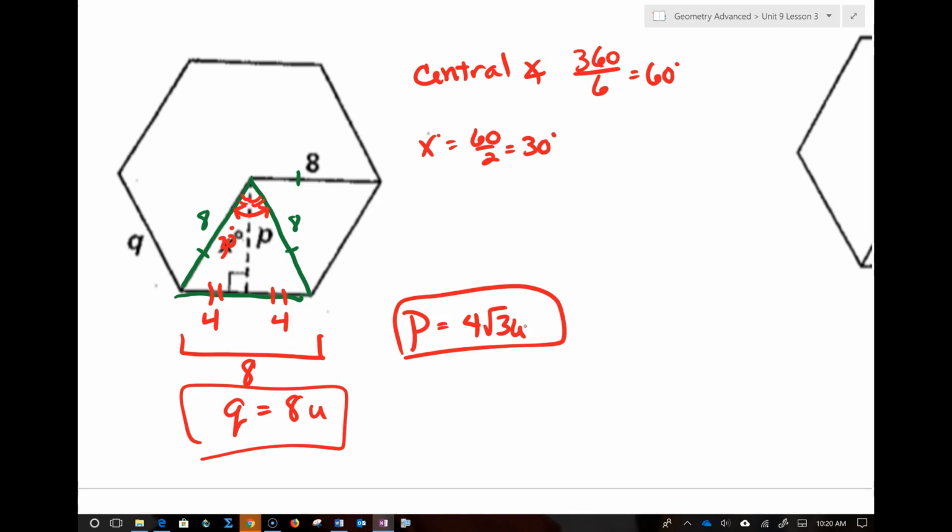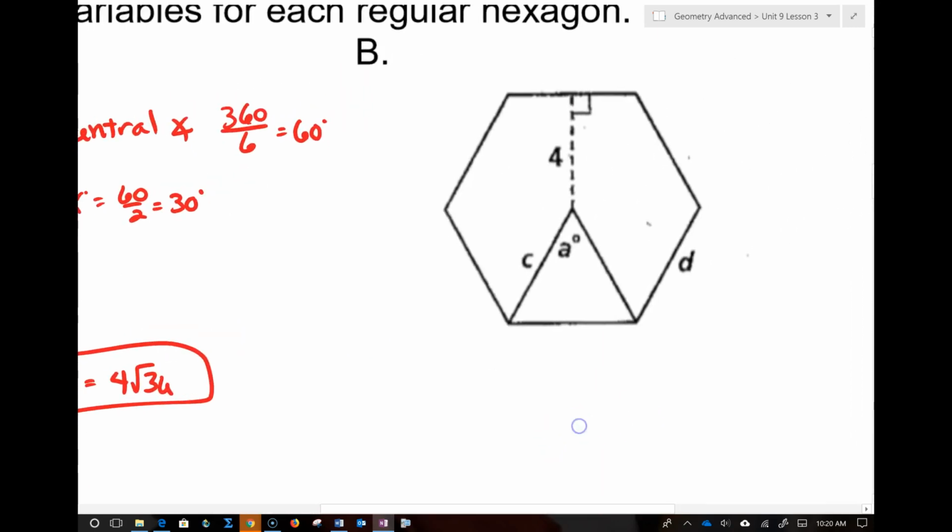Yes. The reason why I don't want you to get in the habit of doing that, because that only works for hexagons. It only works for hexagons. But you're correct. It would always be that way. If it's a regular hexagon, yes. All right. So guys, let's work with this one real quick. What piece of information did they give you?